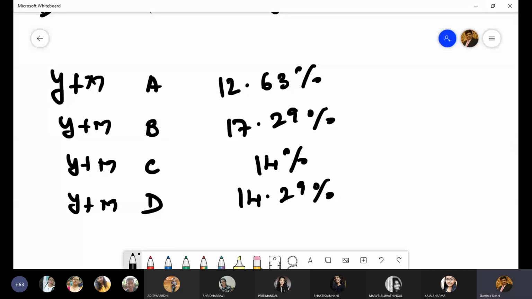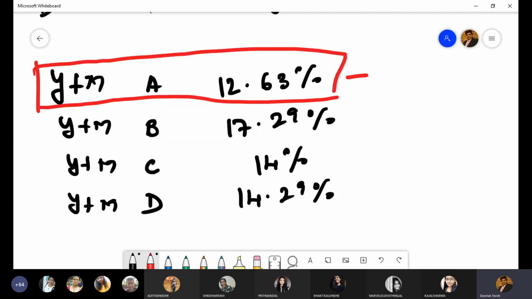Tell me which should we select and why? B, sir. Okay. Can I say that A does not fulfill the criteria? So there is no question about thinking of A, right? Now C and D. Which one should we select? Whichever is the highest. So can I say that we will select B?